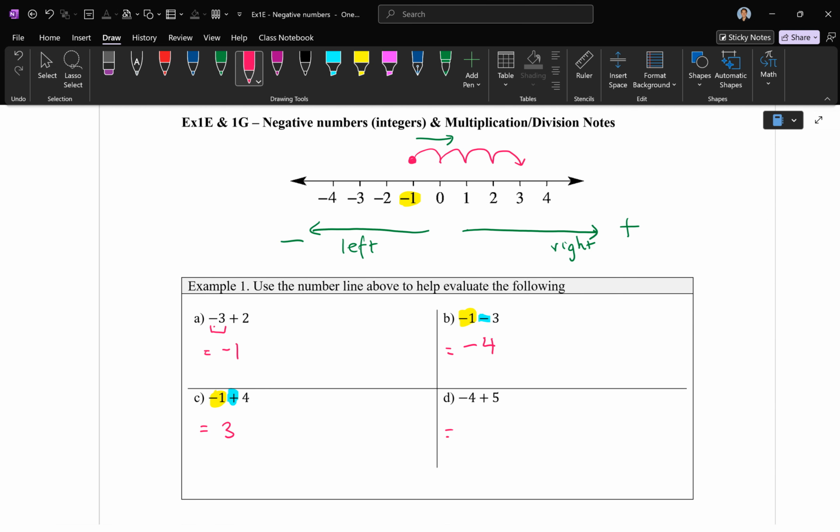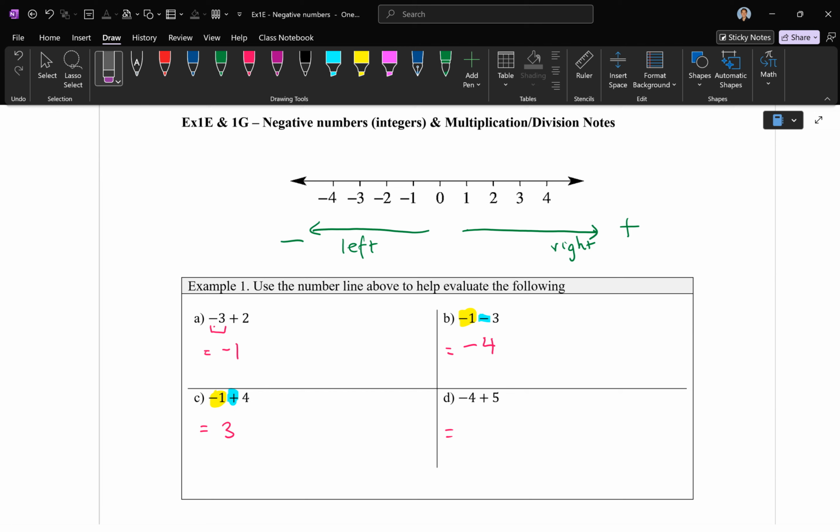Okay, so let's do the final one. Let's see if you can visualize this. I'm not going to draw it for you now. -4, so look on the number line or on your sheet. Where's -4? And then I'm saying now add 5. Take your time, have a think. So I'm going to call someone out.